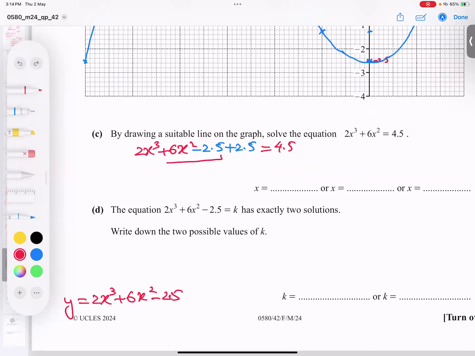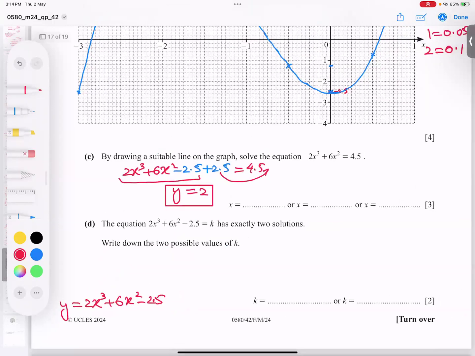But these three terms are matching. Yes, these three terms are matching. So I replace that with y, and this number will go there. From 4.5, subtract 2.5, we get 2. Sometimes they say convert it into a straight line equation. So this is y equal to 2.